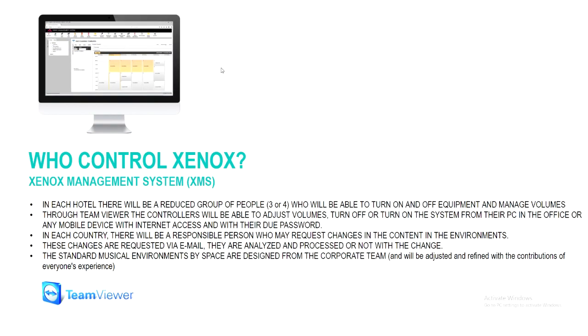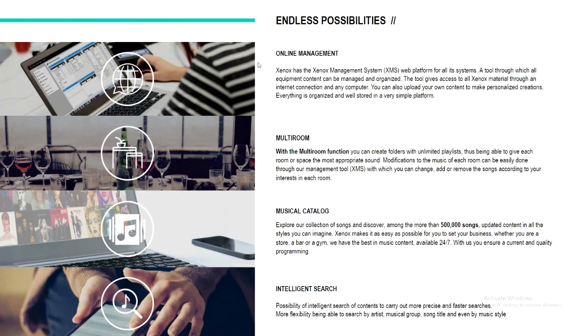Now, this one is a little bit about what's supposed to be. Both systems can give it to you together, right? Then there is the online management with the Teamviewer. The multi-room, yes, of course, with the Xenox, with the different channels that they have. The music catalog is a catalog that Xenox have, and they provide the playlist already, so we don't have access straight to this, but maybe in the future we could do it, right? And the search of the playlist that we have.